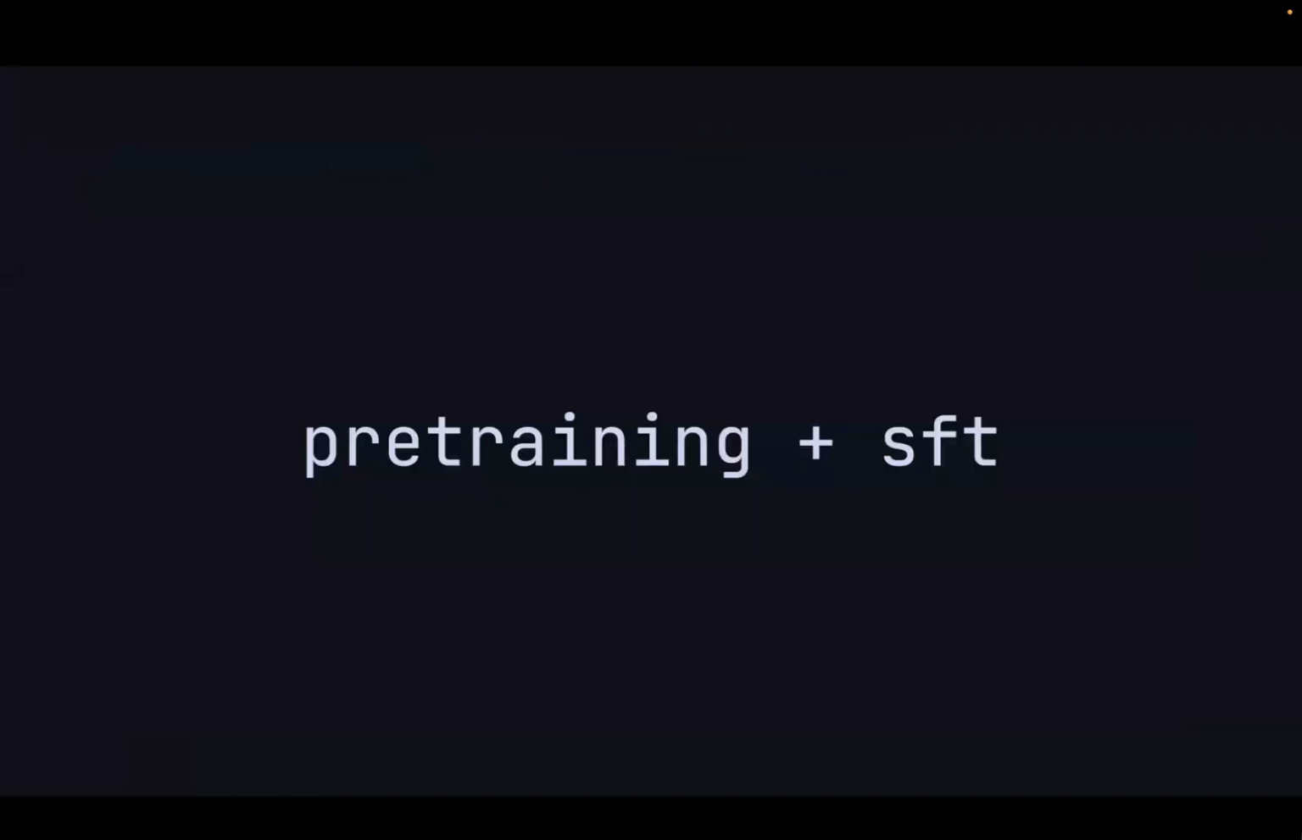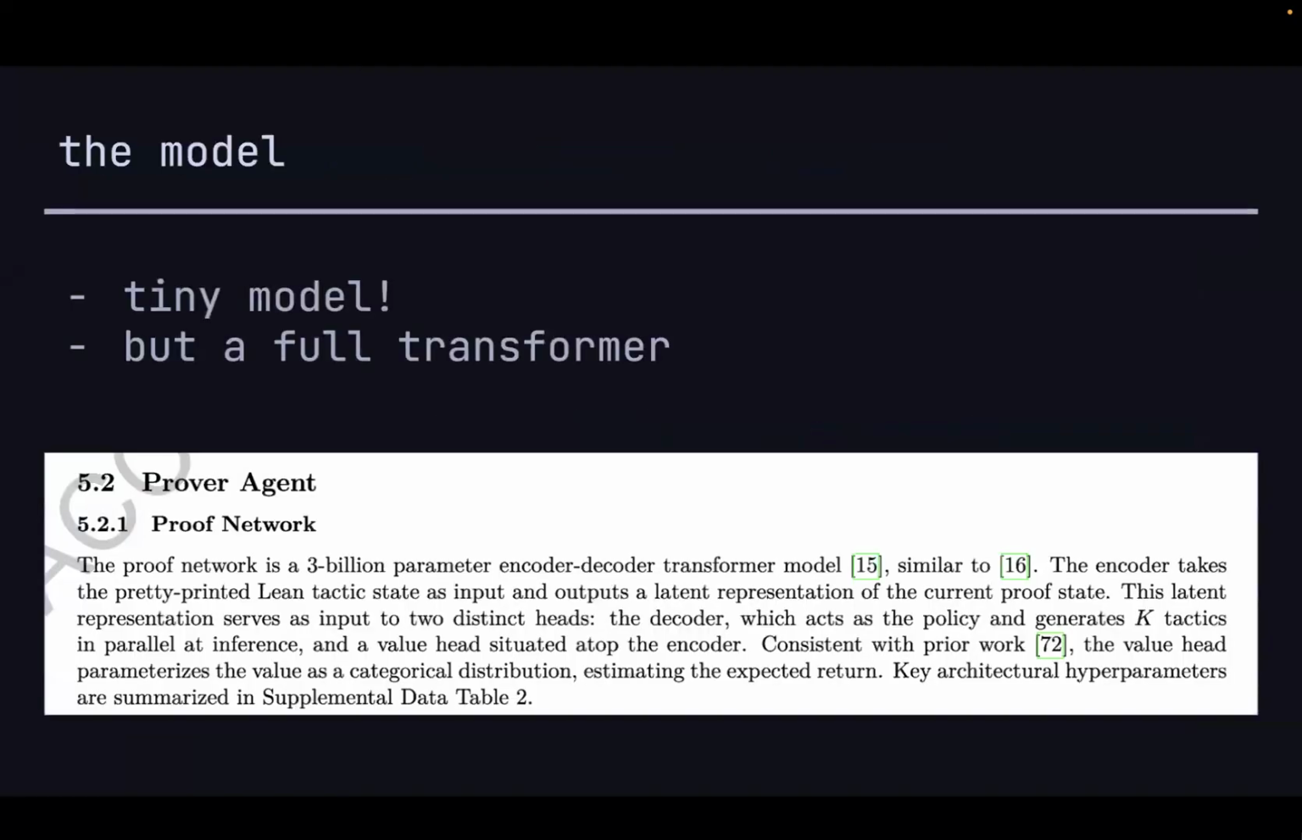Okay, so now that we're done with the Lean stuff, let's look at pre-training and SFT. The huge part: it's a 3 billion parameter model. That's tiny. That's tiny compared to GPT-4. Anyone know how big GPT-4 is? It's nearly 2 trillion parameters.